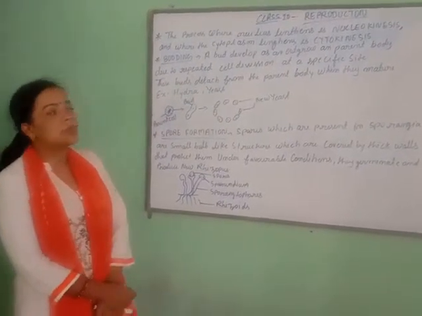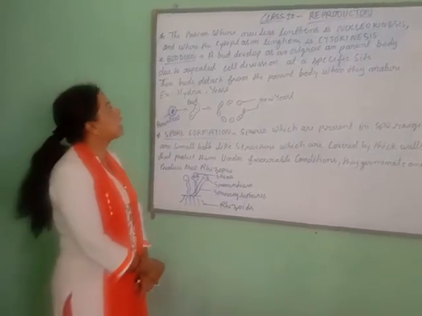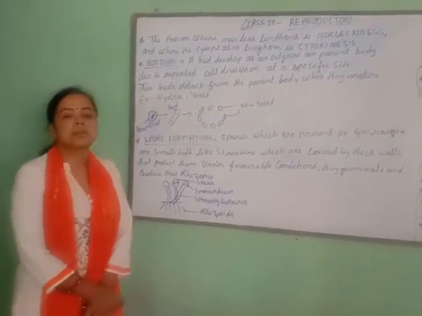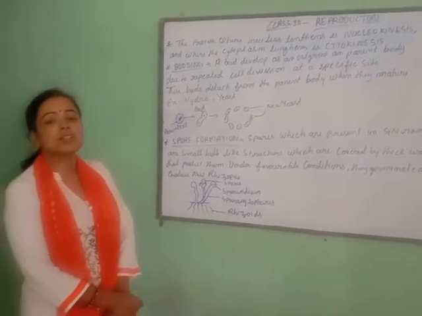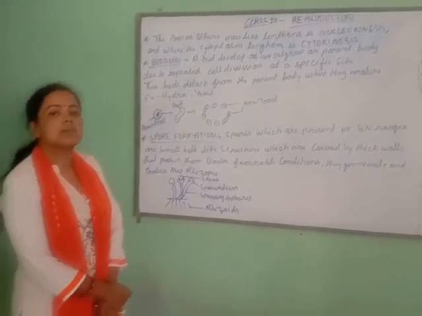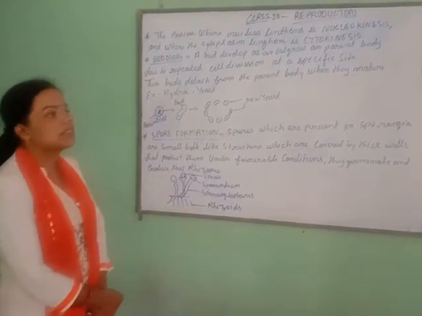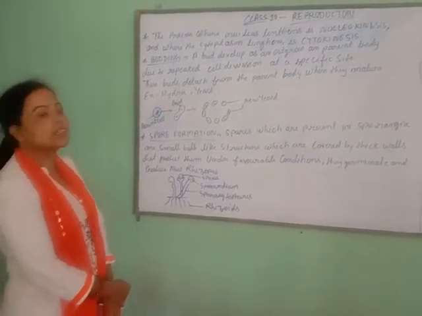Now in this video we are talking about asexual reproduction, or reproduction in plants. We already know something about reproduction in plants. Let's see what is happening in reproduction in plants.